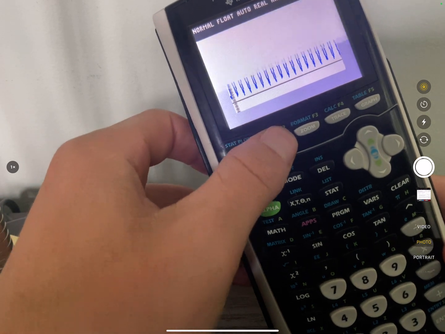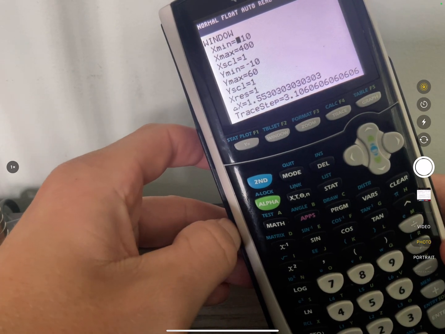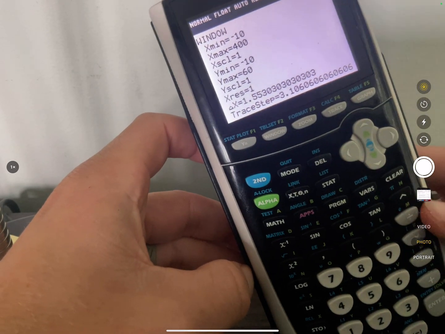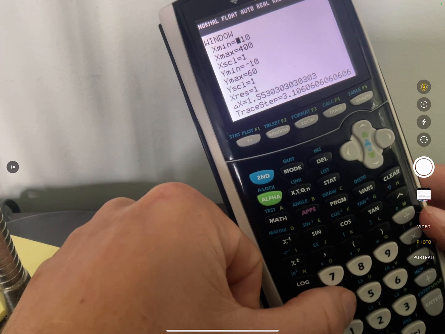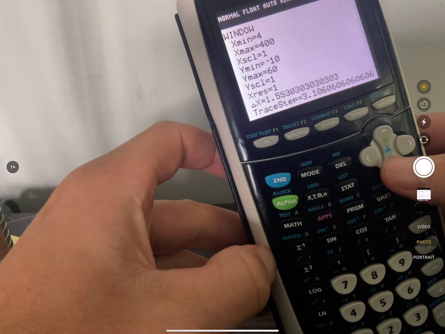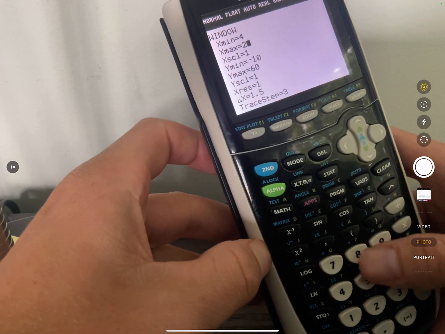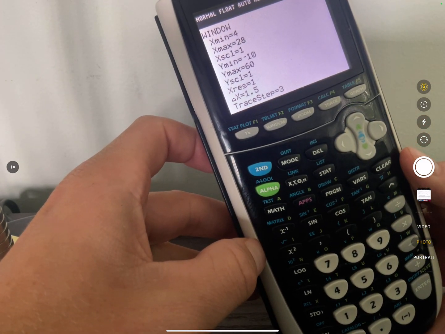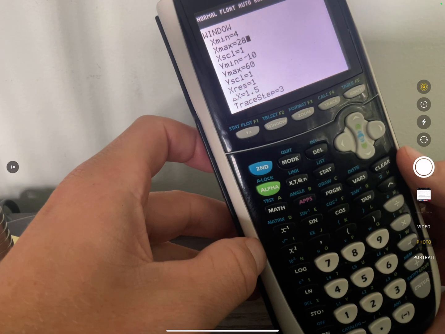And now we're going to change our window. All right, so our x minimum or x maximum. So what we talked about is there is a 4-second time delay. So my start for this graph is at 4. It takes 24 seconds to spin the wheel. So I'm going from 4 to 28.